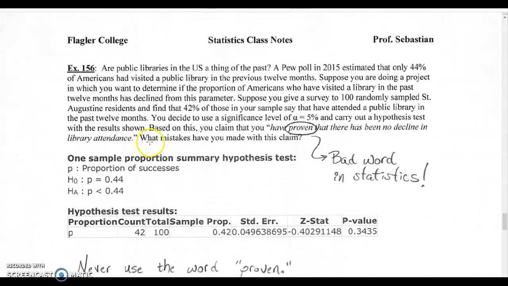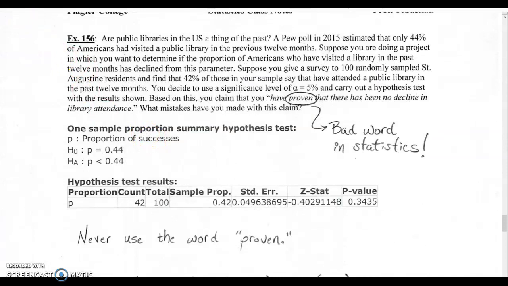Okay, let's do one last example here. Are public libraries in the U.S. a thing of the past? A Pew poll in 2015 estimated that only 44% of Americans had visited a public library in the previous 12 months. Suppose you're doing a project in which you want to determine if the proportion of Americans who have visited a library in the past 12 months has declined from this parameter. So we're assuming our proportion who have visited the library in our population is 0.44 or 44%.